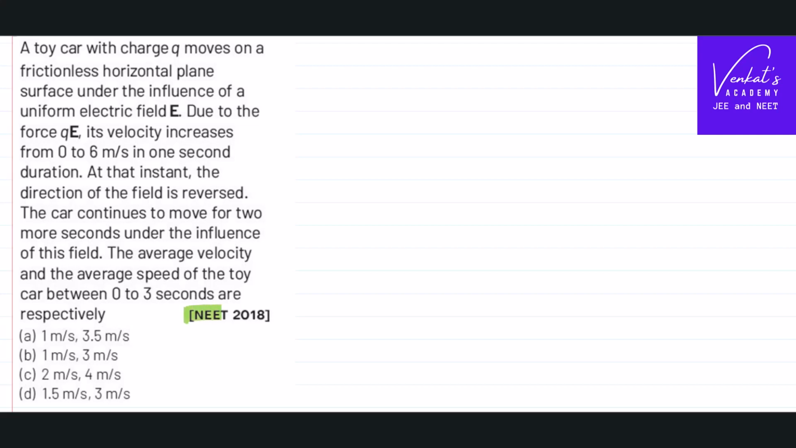This is the NEET 2018 question based on motion in one dimension, and it has to be solved a little carefully. Let's have a look at the problem. A toy car with a charge Q moves on a frictionless horizontal plane surface under the influence of a uniform electric field. So the first thing he is saying is there is no gravity effect and no frictional force effect. The only force acting is the force due to the electric field, EQ, which is equal to ma. So it's under a constant acceleration of EQ by m.